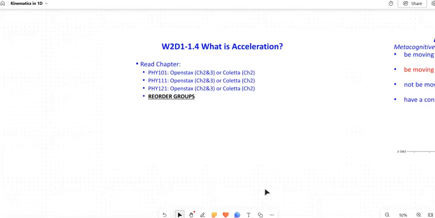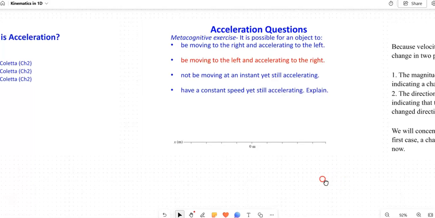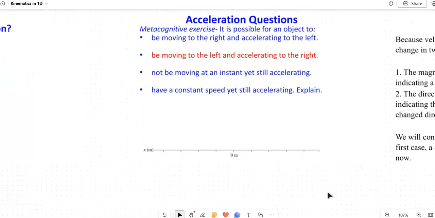Okay, so we all know what accelerated motion looks like. But we want to reduce it down to simple terms, and we want to get the concept of acceleration and what it does. So it all starts with this very first question.